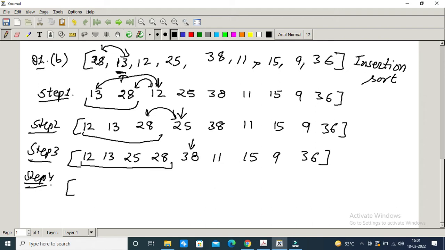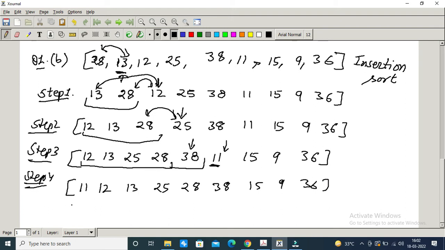So I skip this step. Again I will compare with this 11. Since I skipped this step, 12, 13, 25, 28, 38 are already sorted. So we pick 11 now, and we will find its proper place. Because I have already completed 4 steps, you have got an idea of how to sort using insertion sort. So 11 will be at the first place. So we'll write 11, 12, 13, 25, 28, 38, then 15, then 9, then 36.